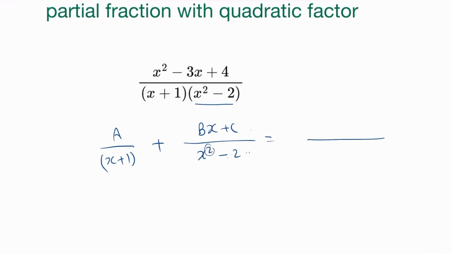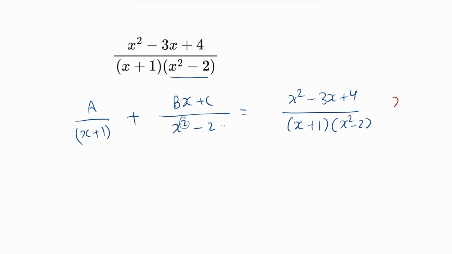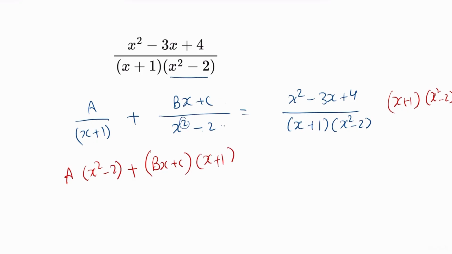After that, we make it equal to x power 2 minus 3x plus 4 over (x plus 1) multiplied by (x power 2 minus 2). To simplify this more, let's multiply by (x plus 1)(x power 2 minus 2) on each fraction. The first one becomes A(x power 2 minus 2) plus, for the second one, because we have a binomial Bx plus C, we need to put it between brackets, multiplied by (x plus 1) only, equals x power 2 minus 3x plus 4.